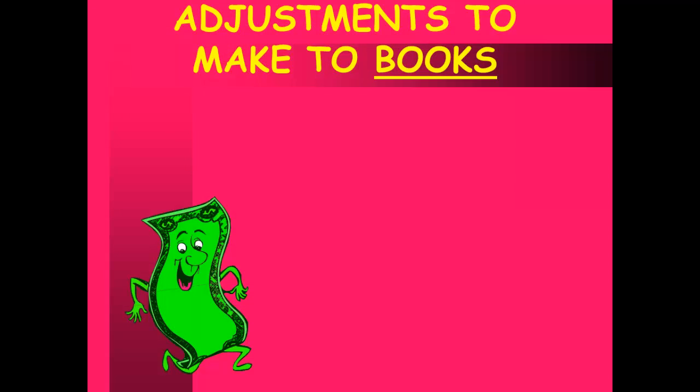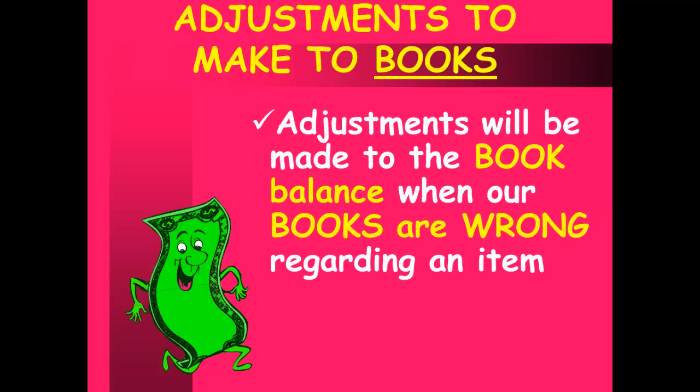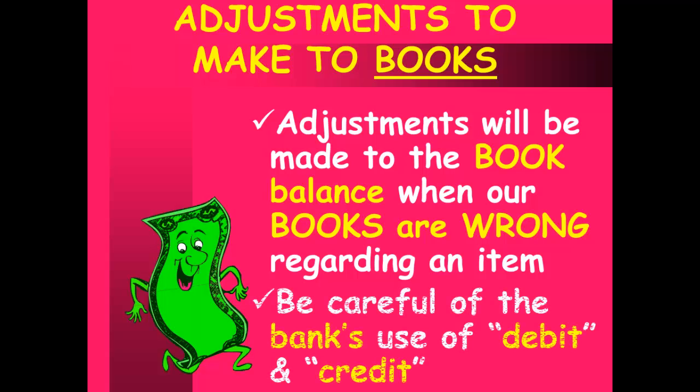All right, let's talk about specific adjustments. The adjustments to the books would be when the books are wrong about an item. The bank knows about something and we don't know about it yet.